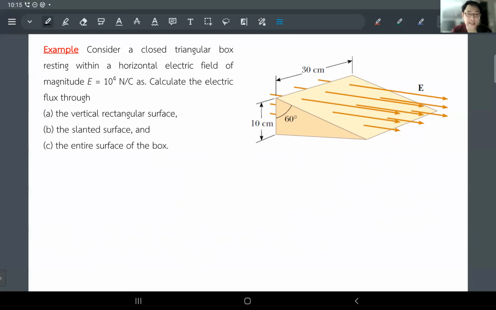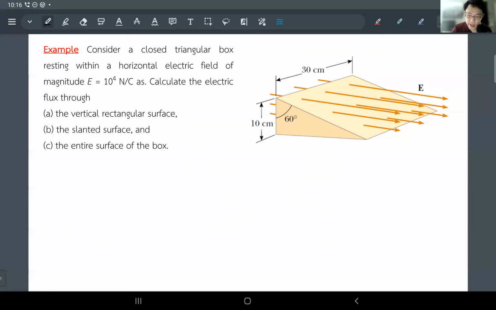Okay, guys, take a look at this one. You have a closed triangular box resting within a horizontal electric field of magnitude E, which is given. Calculate the electric flux through the vertical rectangular surface, through the slanted surface, and through the entire surface of this box. You want to give it a shot?